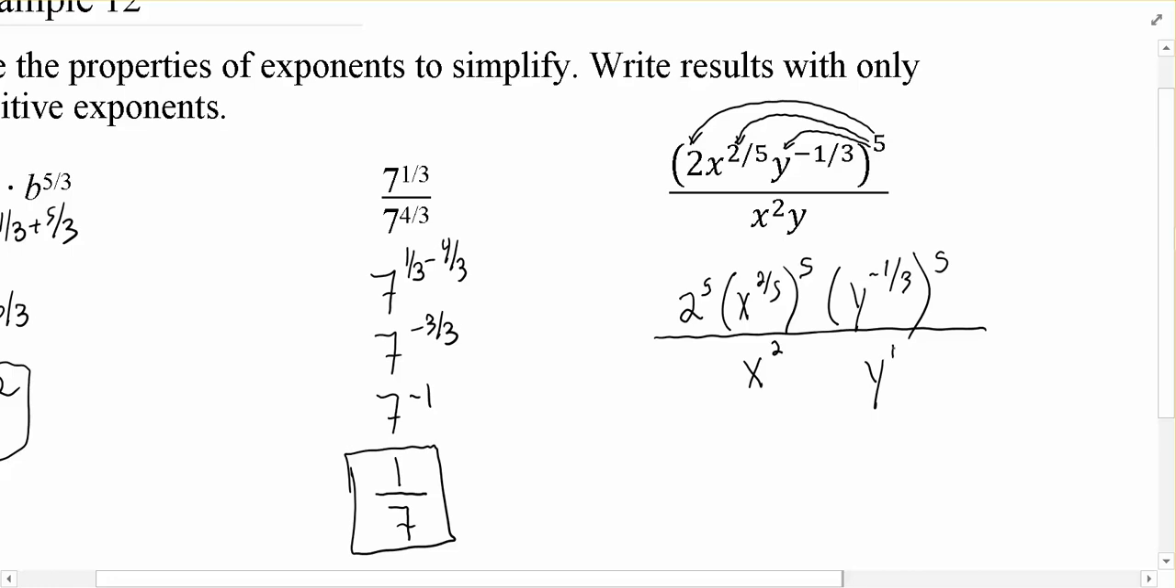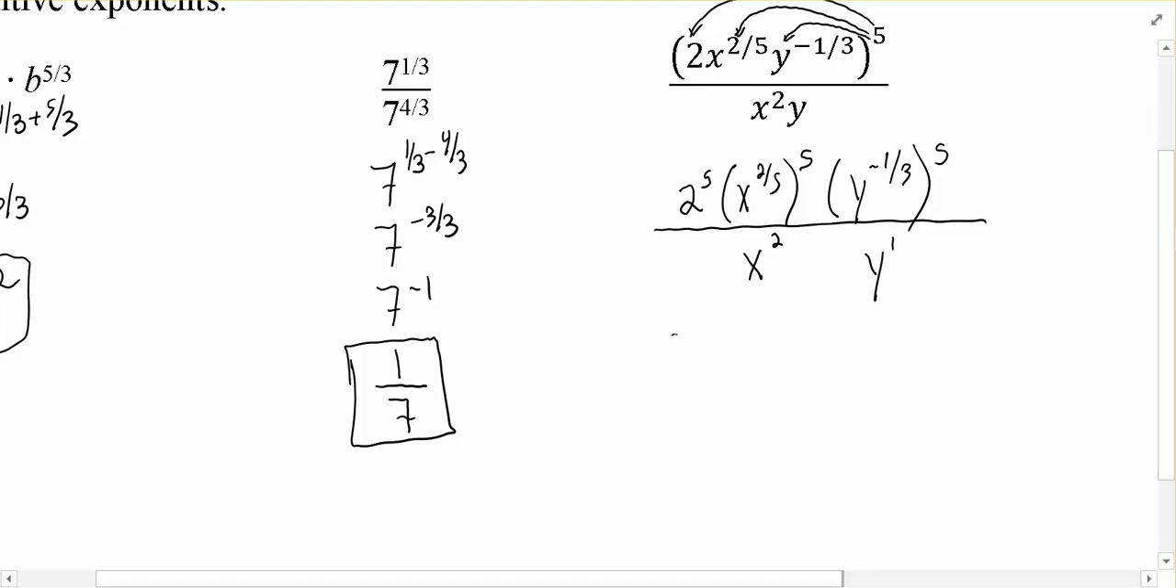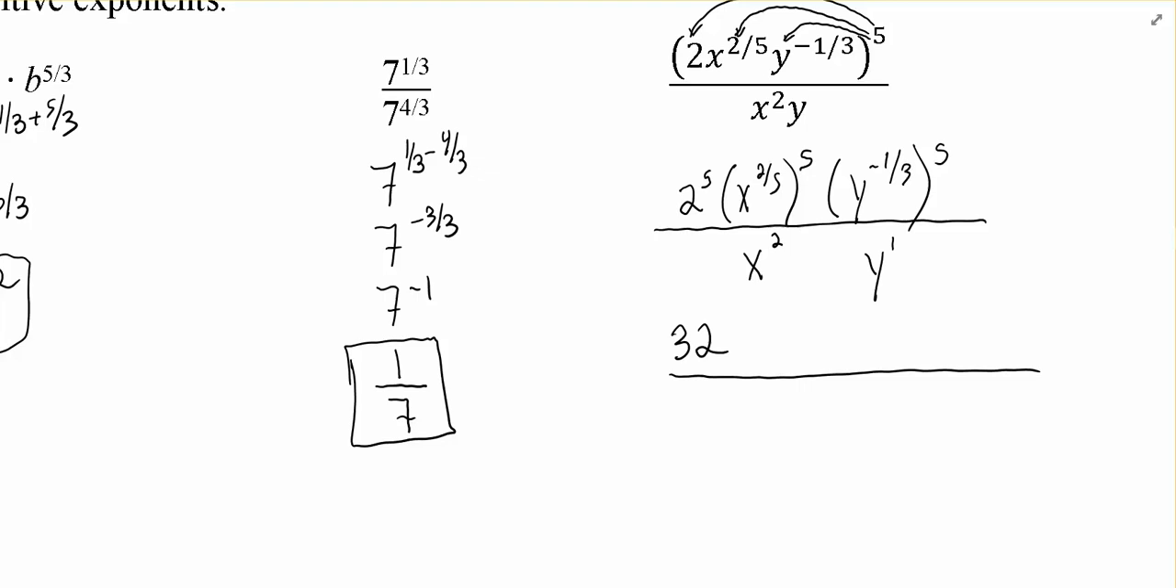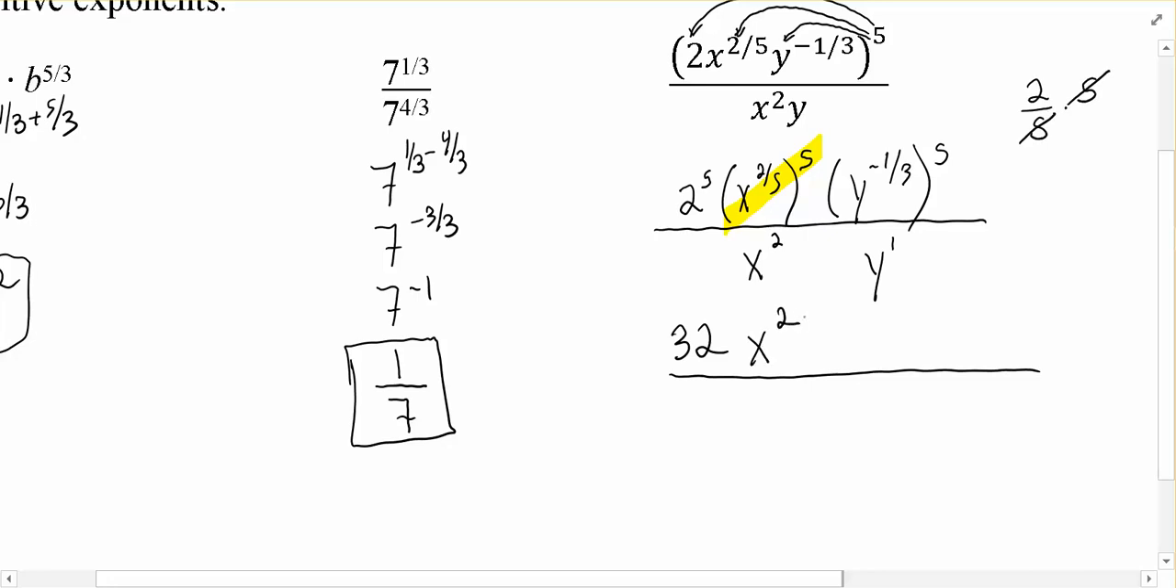So now up top, we're going to simplify this a little bit. We have 2 to the fifth, that's 32. Then I'm going to look at my x's. When I raise a power to a power, I multiply the powers. That's one of my rules. If I'm multiplying 2/5 times 5, I just get 2. So that's x squared. Similarly for the y, I'm going to multiply the exponents. Negative 1/3 times 5 gets me negative 5/3. I'm going to copy down these guys.